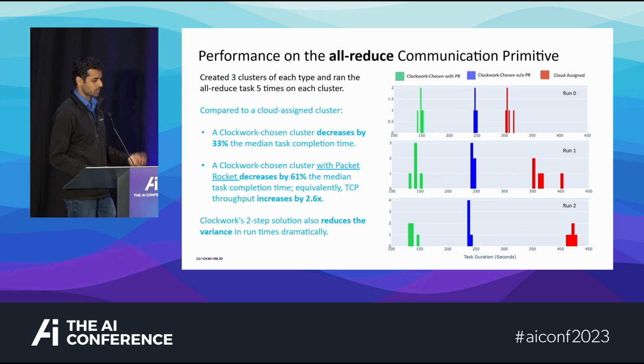We see that if we specifically choose the cluster to avoid collocation, we can drop down to about 250 seconds for this task. And this is pretty consistent across all of the runs. We don't see the same significant variability that we did just choosing the cloud-assigned cluster. And then the last step, which is to then turn on Packet Rocket on the Clockwork-chosen cluster, provides a further improvement in runtime. And we hit about 150 seconds, which represents a 61% drop in the median task completion time. So this is roughly a 2.6x increase in TCP throughput, which is indicative of a significant performance bump.